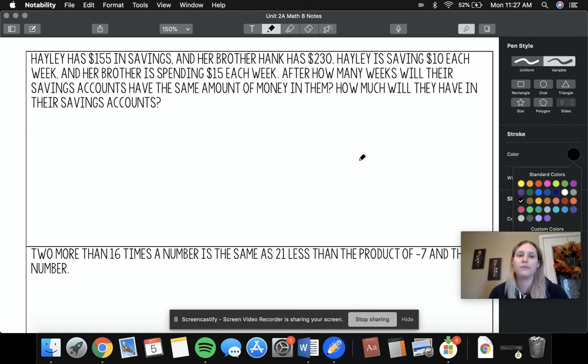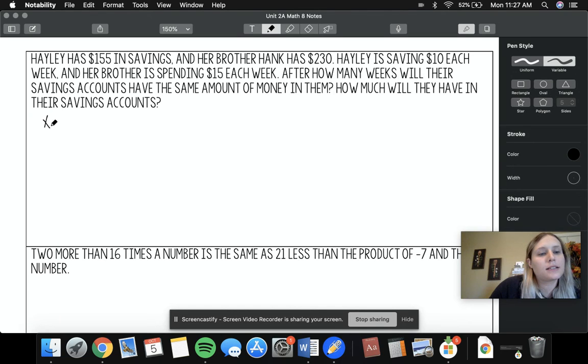Haley has $155 in savings and her brother Hank has $230. Haley is saving $10 each week, and her brother is spending $15 each week. After how many weeks will their savings accounts have the same amount of money in them? And how much will they have in each of their savings accounts? So x equals, we have to figure out the question, how many weeks? So number of weeks. And the question is, when will they have the same amount? So we're trying to figure out, when does Haley have the same or equal amount as Hank, her brother?